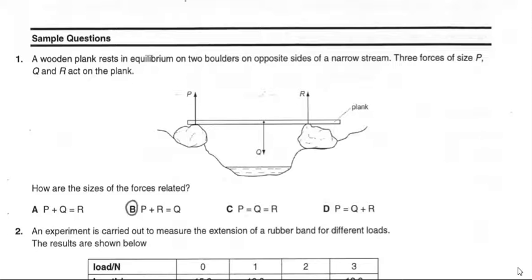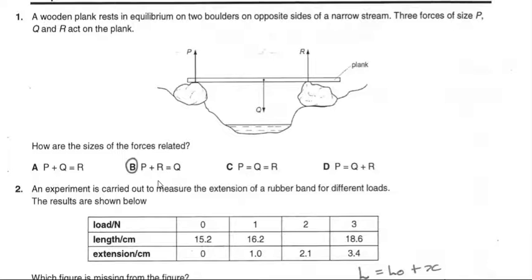Here for GCSE Physics, we're looking at some multiple choice questions on force and motion. Question 1: a wooden plank rests in equilibrium on two boulders on opposite sides of a narrow stream. Three forces of size P, Q and R act on the plank. How are the sizes of the forces related?